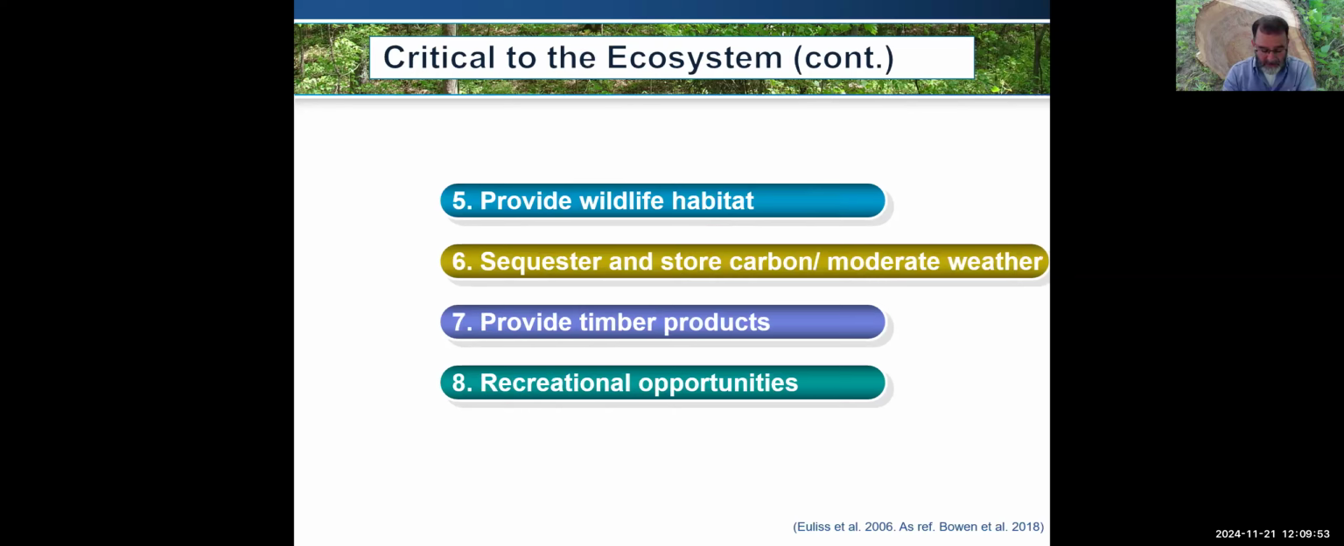The wildlife biologist can give you an array of benefits for wildlife as it relates to these bottomland habitats. Of course, they do sequester and store carbon, which moderates the weather. That's important to all of us.